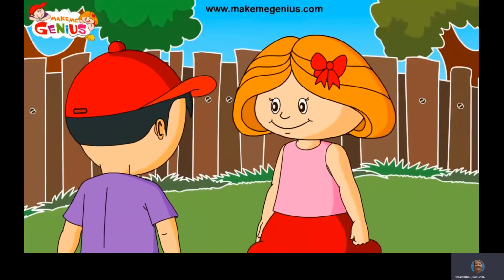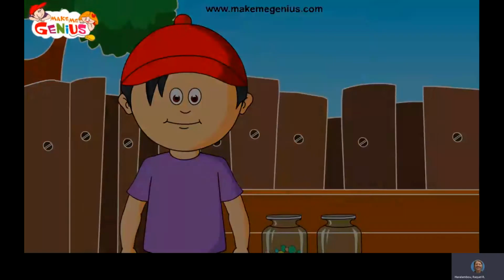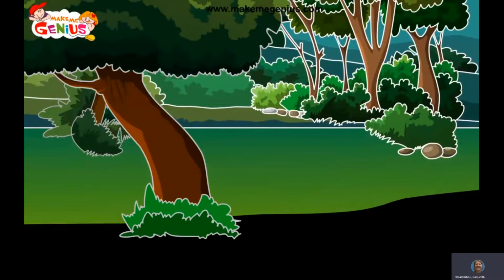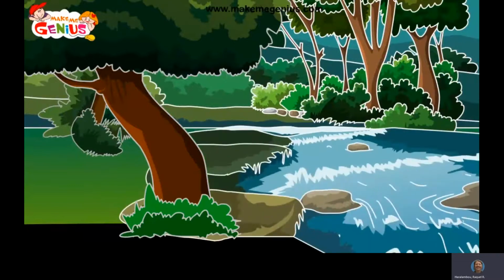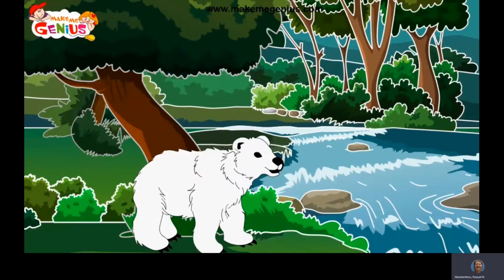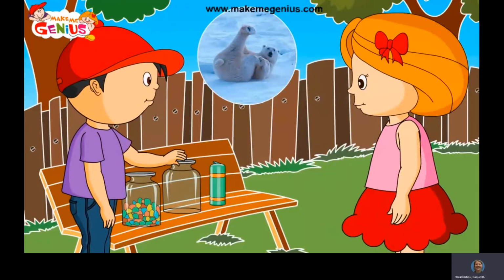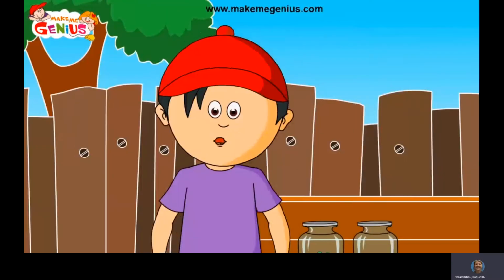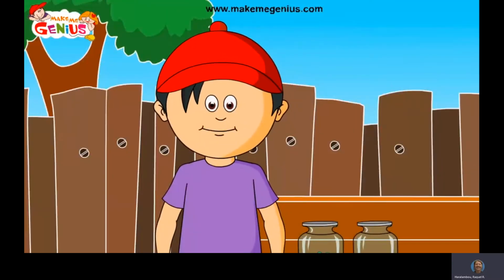Close your eyes and imagine with me. Okay. Imagine a tree and some more trees. Imagine a river flowing by and lots of bushes and shrubs. Now imagine a polar bear there. That's not right. How can a polar bear be here? Yes, you are right. A polar bear cannot live in a forest. It's not the right place to live for a polar bear. How can you make the picture right, Jimmy? Well, how about putting an elephant or a gorilla or even a monkey there?